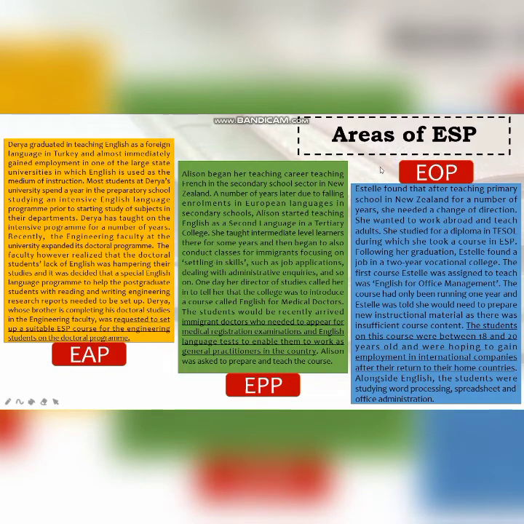Let's see the last example, English for occupational purposes. Estelle found that after teaching primary school in New Zealand for a number of years, she needed a change of direction. She wanted to work abroad and teach adults. She studied for a diploma in TESOL, during which she took a course in ESP. Following her graduation, Estelle found a job in a 2-year vocational college.